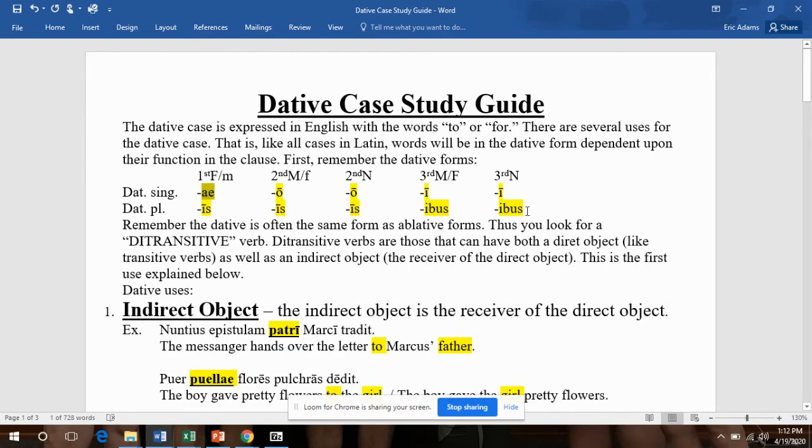Now remember that very often all of these forms in the plural and some of these forms in the singular, actually just those two, are identical to the ablative form. And so when you are trying to determine whether the word is in the dative case or the ablative case, very often you will look for what is termed a ditransitive verb. Remember that transitive verbs are those verbs that can have a direct object. Intransitive verbs are verbs that cannot have a direct object, and ditransitive verbs are the verbs that can have both a direct object and an indirect object, which remember is the receiver of the direct object.